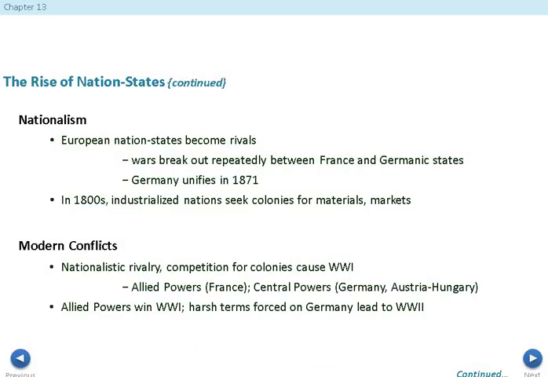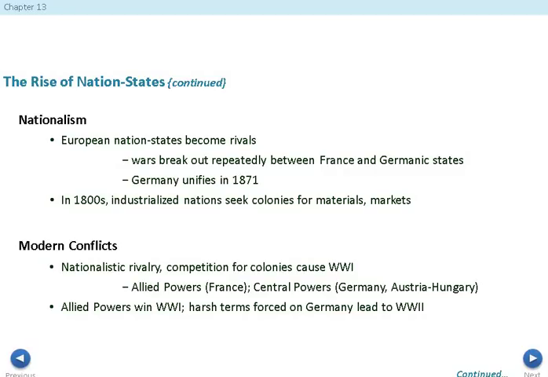Now, what does nationalism spark? European nations start to become rivals. War breaks out repeatedly between France and the Germanic states. Germany unifies in 1871, and this starts to lead to a very, very strong German country. In the 1800s, industrialized nations seek materials and markets, and they push to become industrialized. You probably know where this is going. You see nationalistic rivalries and competition. This is going to cause World War I.